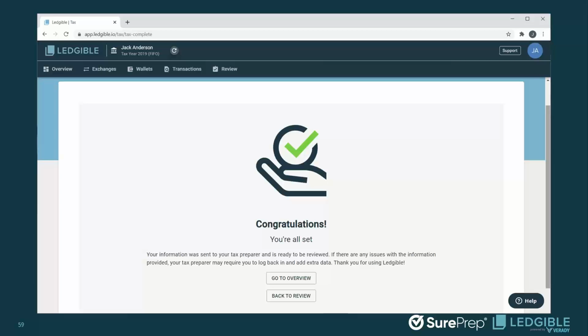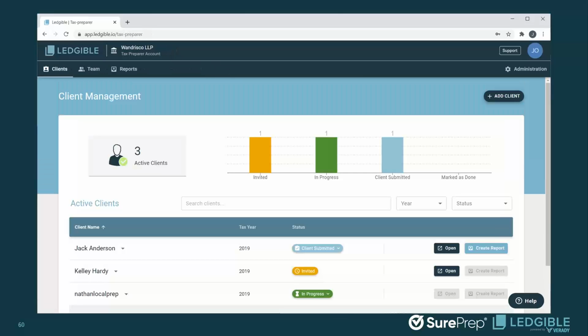I get my congratulations saying that I'm all set with all my crypto work, and the preparer then gets notified. So now you can see the workflow has moved over into the client submitted stage. If need be, I can go right into the same view that the client saw, so I can review and see any of the information or make any adjustments or changes.